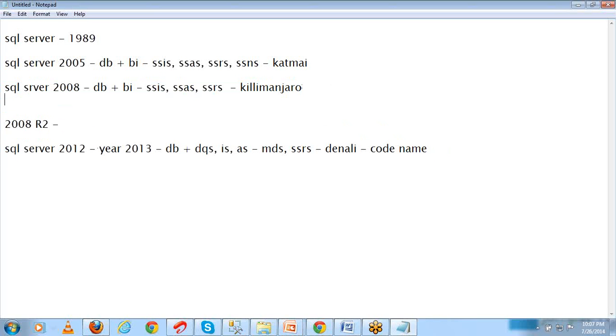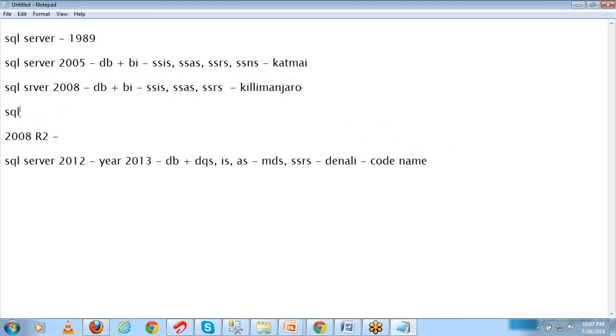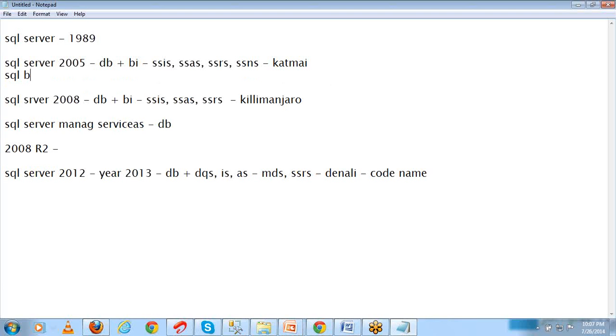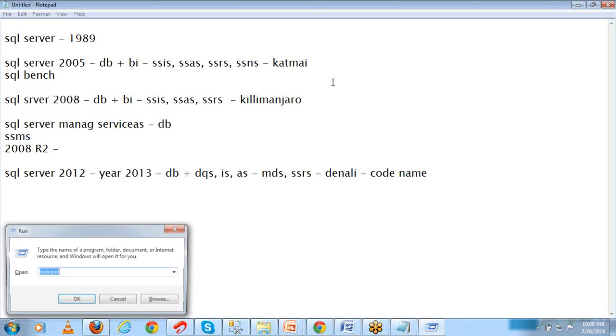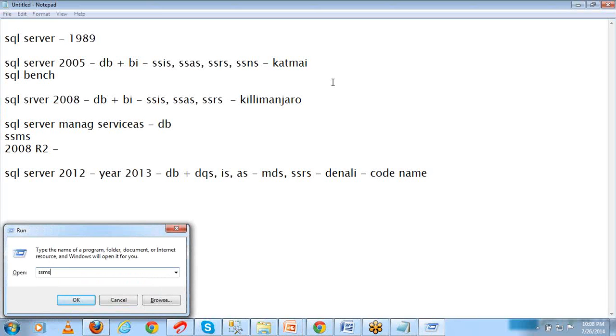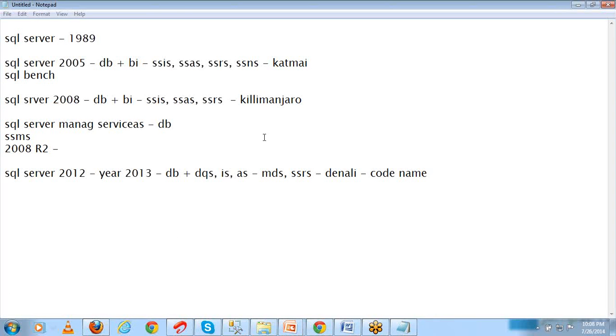And here they have given a service called SQL Server Management Studio to work with the database. In 2005 they gave it as SQL Workbench. Even the shortcut is SQL Workbench only. But here the shortcut is SSMS. You see here, this is the shortcut to open SQL Server. Even here that is the same.